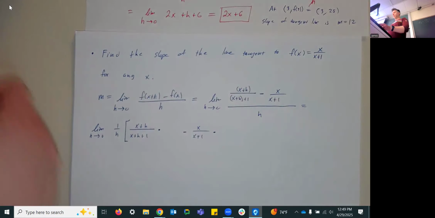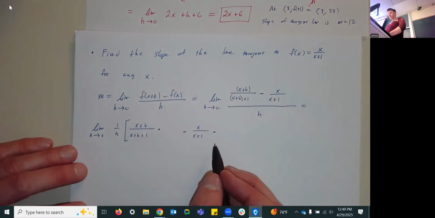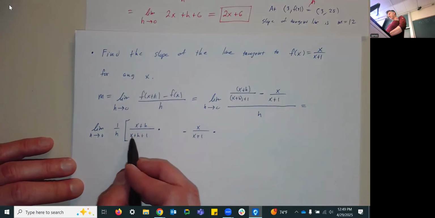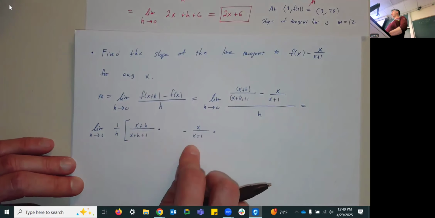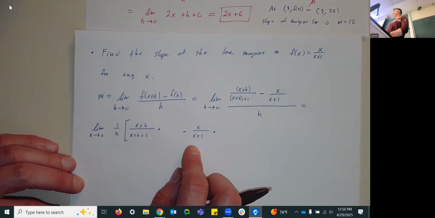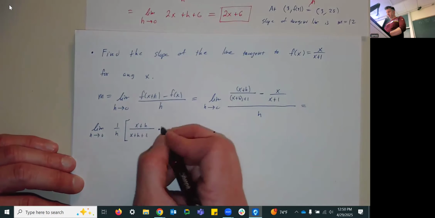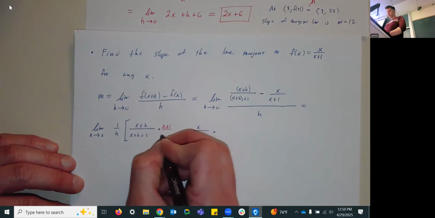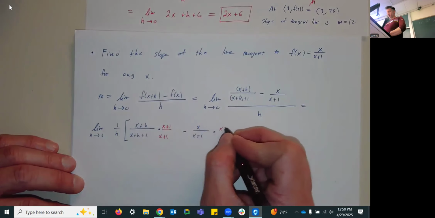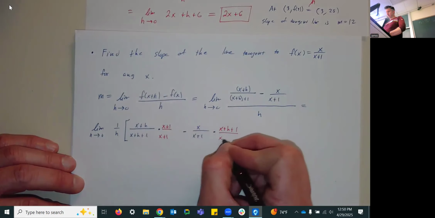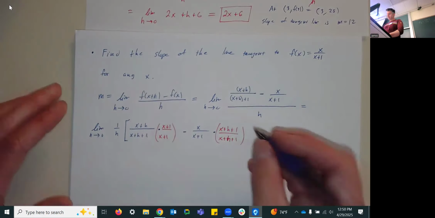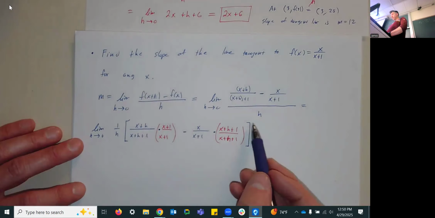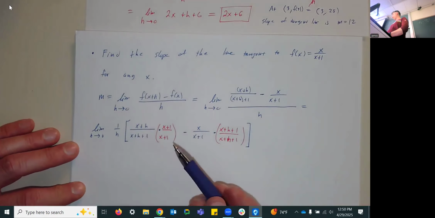And some things I have to multiply by: I need a common denominator. If my fraction denominators are x plus h plus 1 and x plus 1, the common denominator is that times that: x plus h plus 1 times x plus 1. So we're going to multiply this one by x plus 1 over x plus 1, and this one by x plus h plus 1 over x plus h plus 1. And so, dividing that by h, we're multiplying it all by 1 over h, which is the same thing.